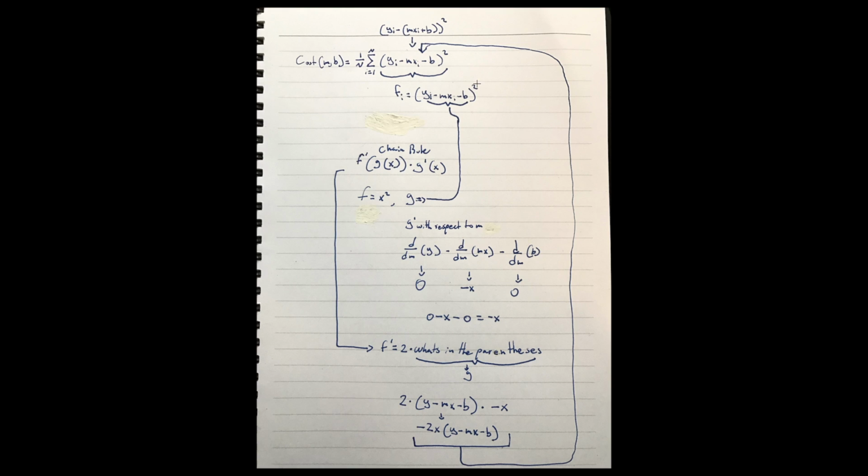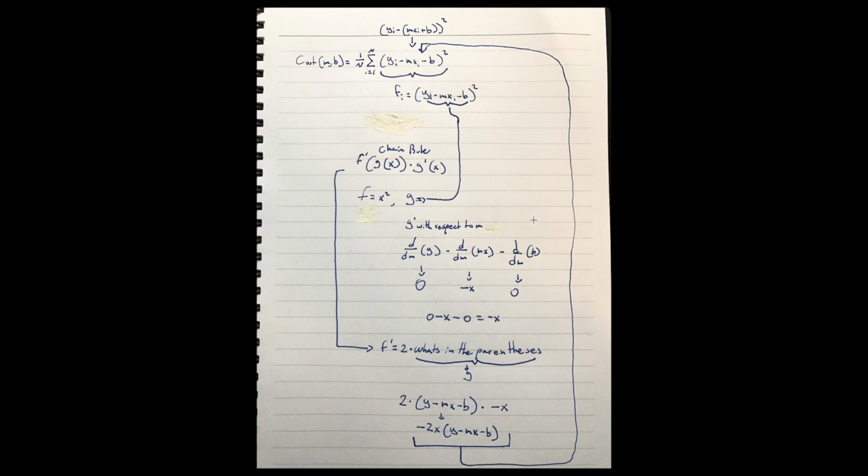So f is going to be x squared, because we're squaring that inner part. And g is just going to be this inner part. So the derivative of x squared is just going to be 2x. And so it's 2 times g of m and b. That's what this is, right? And now the second part of this equation is the derivative of g. And now we're going to do it with respect to m.